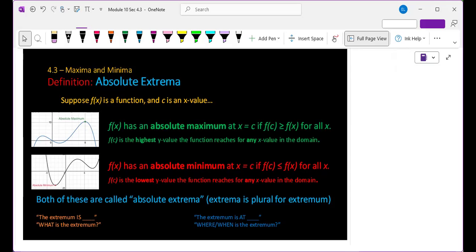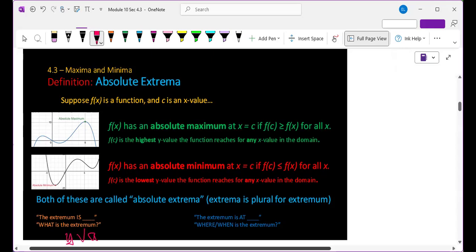So when we say the extremum is, that would be the y value. So what is that extreme value? It's the absolute highest value of like 10 or the absolute lowest value of -15, I guess. The extremum is at, this is our where or when it occurs. So it looks like at x equals -2.8 there, or x equals 5. So y values versus x values.